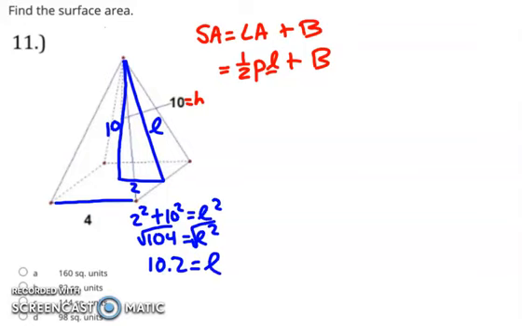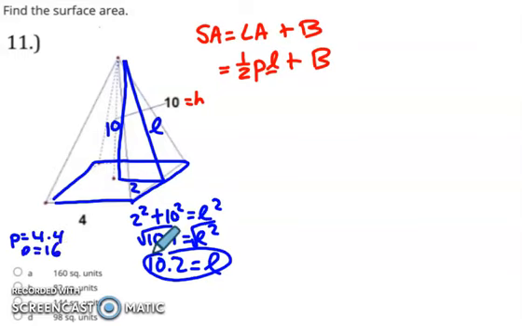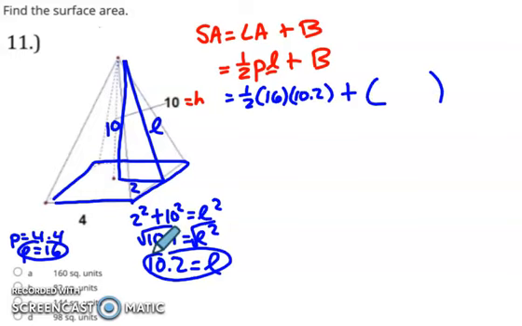The other piece we need for lateral area is the perimeter of the base. When the base is a square, you can just take that side length times 4. So the perimeter is going to be 16. So that's 1/2 times 16 times 10.2, plus capital B, which we can figure out. Capital B is just a square on the bottom, so that's 4 times 4. So capital B is 16.